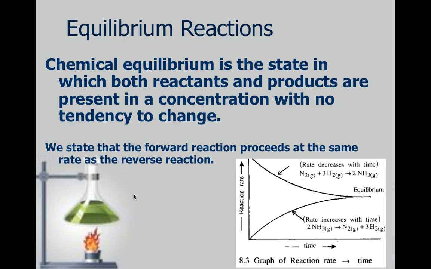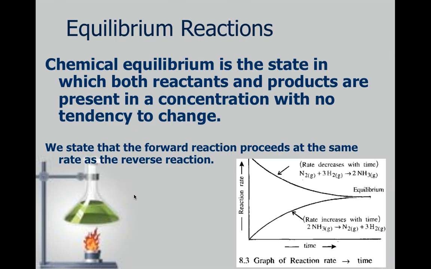Okay, so first of all, when we're talking about chemical reactions, we say that a reaction is at chemical equilibrium when both the reactants and products are present in a concentration with no tendency to change. So that means that we're not going to keep making more products or reversing the reaction and making more reactants. A lot of times students have a misconception that a chemical reaction is something that cannot be changed back to the original ingredients or reactants.